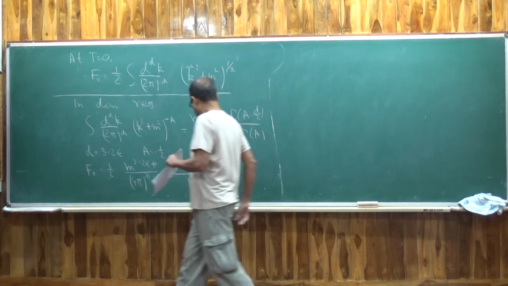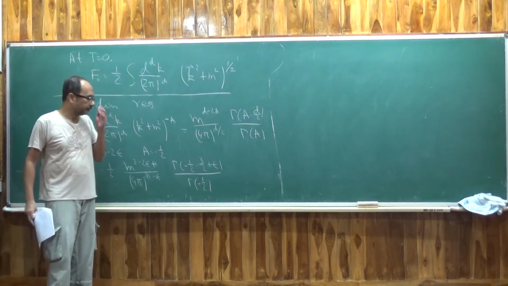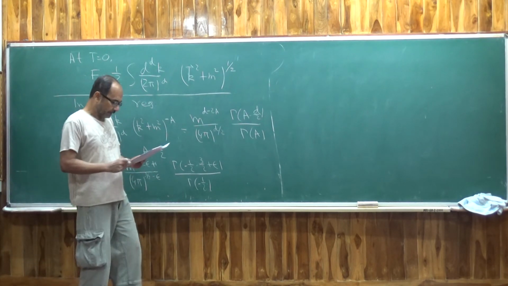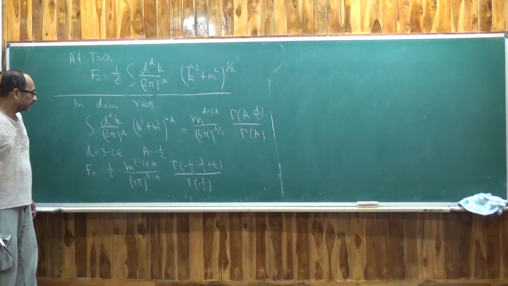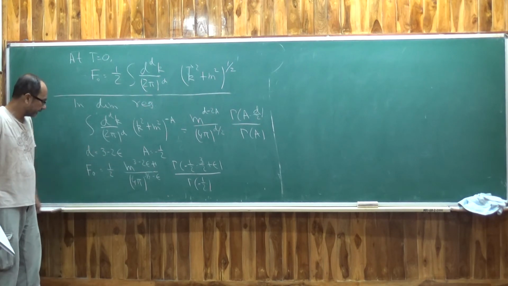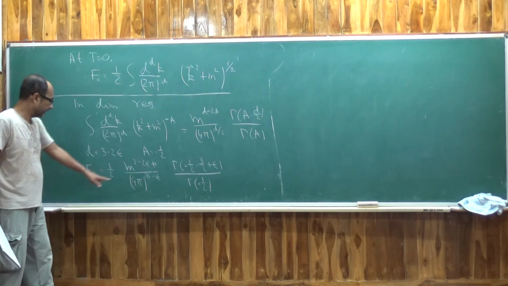Okay, so we basically have to expand this out and keep the order 1 over epsilon term and the constant piece. These are the poles. Sir, in the gamma in the numerator there will be epsilon by 2. So I have taken d equal to 3 minus 2 epsilon. That's why it's epsilon. Here also it's minus epsilon.